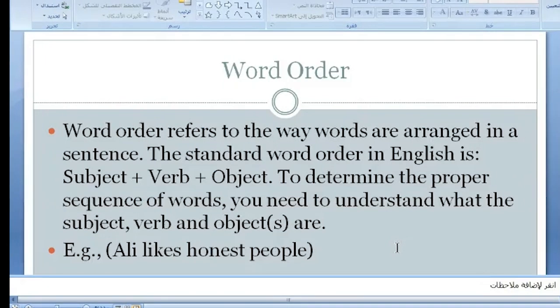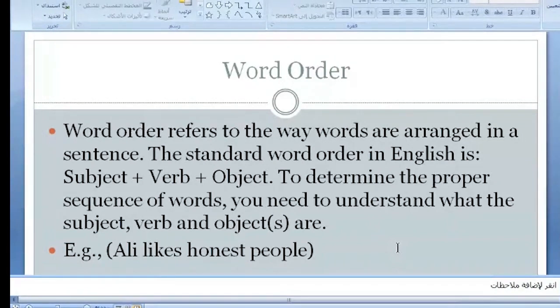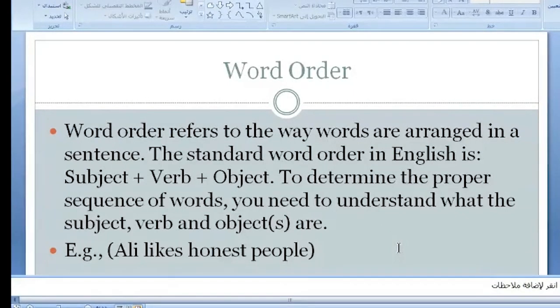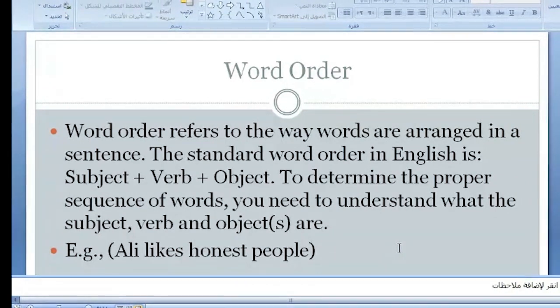يعني أنا حضرتي إذا أريد أحدد الترتيب التسلسل الصحيح للكلمات، شو أسوي؟ ماذا أفعل؟ What should I do? It says, يقول, you need to understand what the subject, verb, and objects are. This means what? It means that a writer or a speaker should know how these categories, اللي هي أقصد السبجect والverb والobject, how these categories can be occupied, can be taken up. يعني what are the items that are proper constituents of these categories.